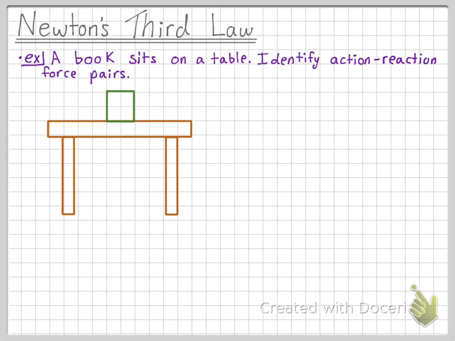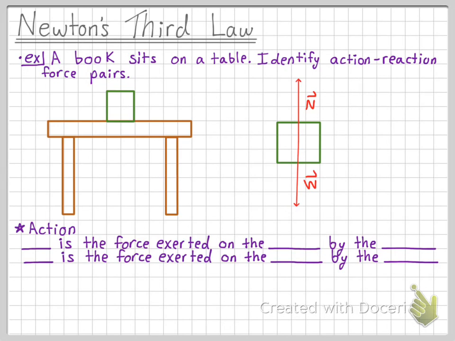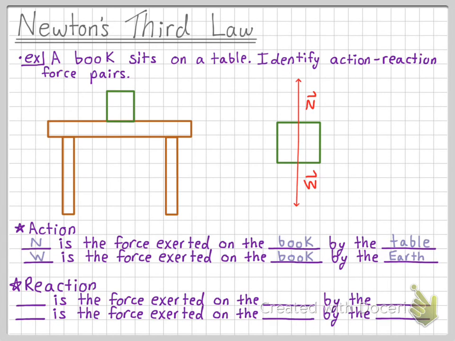So let's do another example. There's a book sitting on a table, and we know that there is a normal force acting on the book and a weight force acting on the book. When we label the action forces, we are going to be filling out this template. So let's first fill it in for the normal force. We know the normal force is the force exerted on the book by the table, because the table is the reason why that normal force exists. And the weight force is the force exerted on the book by the earth.